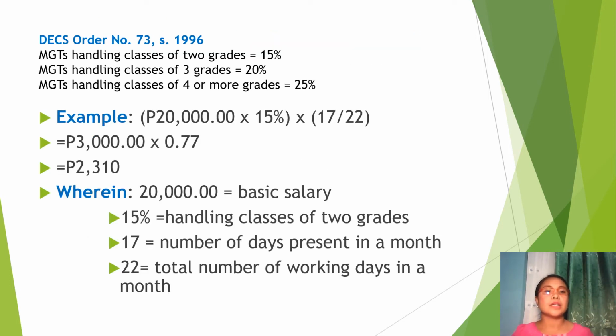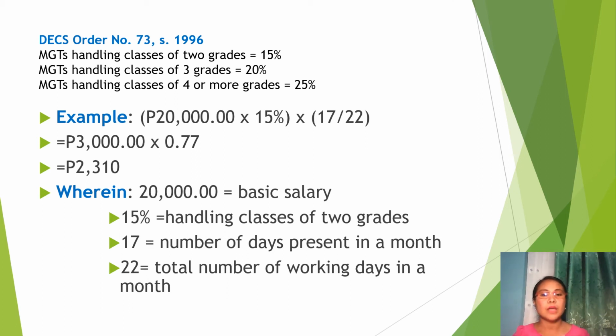Now, according to DepEd Order number 73, series of 1996, if you are handling 2 grades, then you could have 15% of your monthly basic pay. If you are handling 3 grades, then you can have 20% of your monthly basic pay. And if you are teaching 4 or more grades, then you can have 25% of your basic pay. Example, if your basic pay is 20,000 and you are teaching 2 grades, then multiply that by 15%. So 20,000 times 15% is equal to 3,000.